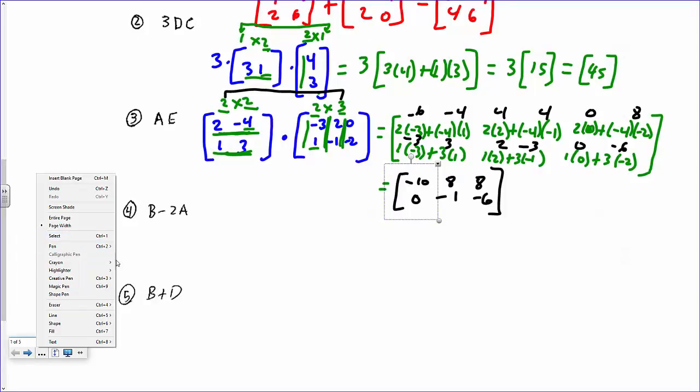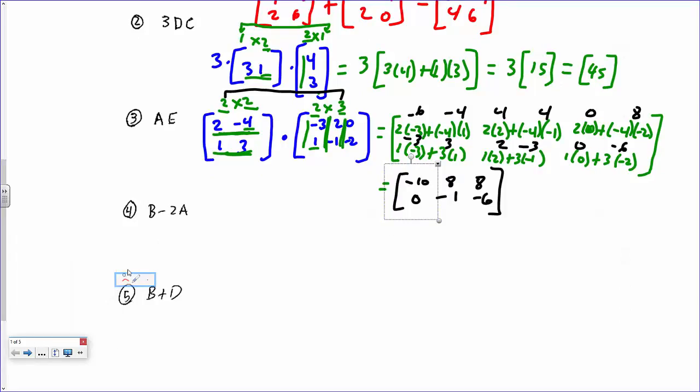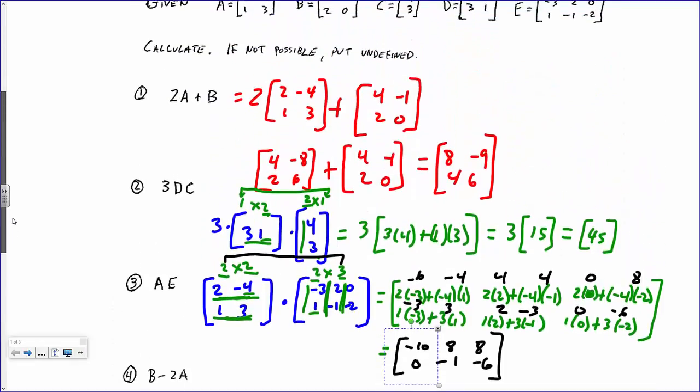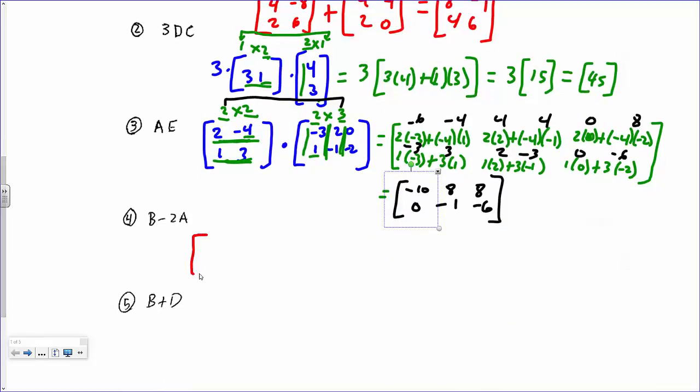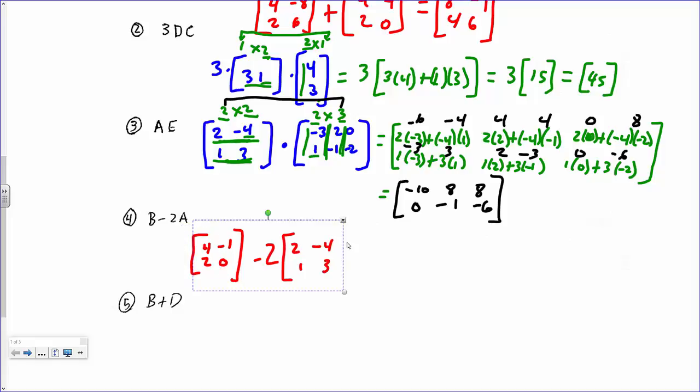Alrighty, let's do number 4. Number 4 is B minus 2A. Let's take a quick look again. B is 4, -1, 2, 0. Minus 2 times A, which is 2, -4, 1, and 3. Okie doke, no problem. So, I'm going to basically just keep the first matrix for the time being.